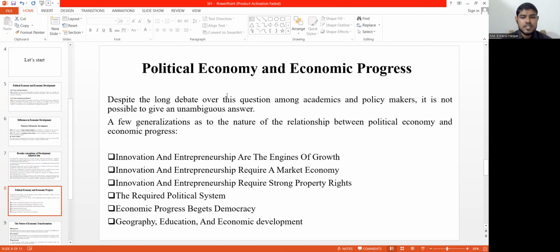Economic progress begets democracy. Democracy means of the people, by the people, for the people. In a democratic country, people express their feelings and their opinion. But in contrast, if it is totalitarian, it is not possible in all sectors, in all cases. So a government with democracy is not 100% sure to bring economic progress, but a government with totalitarian but strong property act can easily ensure that there will be economic progress.